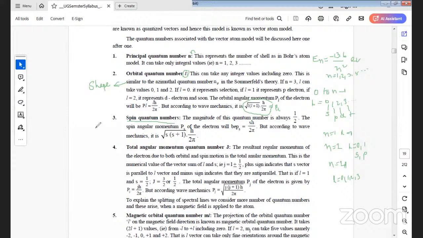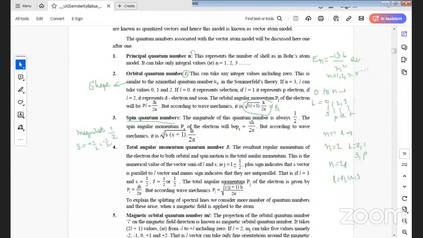If you take the magnitude of the spin of the electron, it is always going to be half. The spin may be either plus half or minus half. These two possible values depend upon the direction of the electron, whether it is clockwise or anti-clockwise, leading to plus half and minus half respectively.